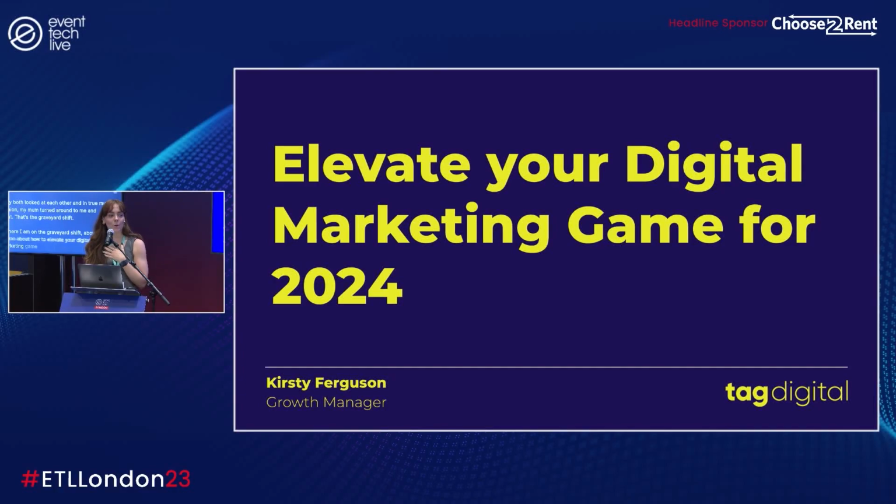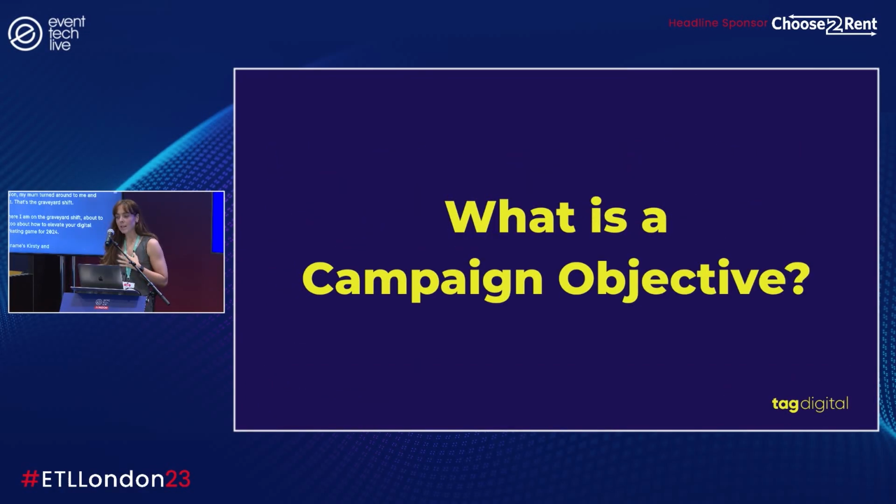So here I am on the graveyard shift, about to chat to you about how to elevate your digital marketing game for 2024. My name's Kirsty and I'm from TagDigital. To start, I'm going to chat through what is an objective. Who here knows what an objective is? A couple of people? Great. So a campaign objective is a specific and measurable goal that we aim to achieve through a performance marketing campaign. These objectives are set to provide a clear sense of purpose and direction for the campaigns, and also its success once it's been completed. Campaign objectives can vary widely depending on the nature of the campaigns and also your desired outcome, but they are typically designed to support your broader marketing goals.